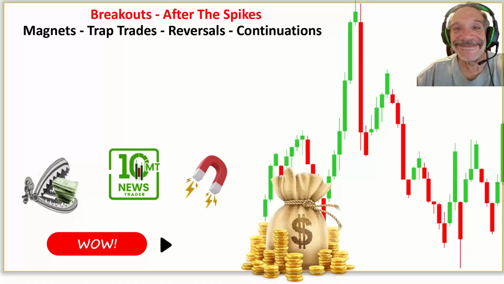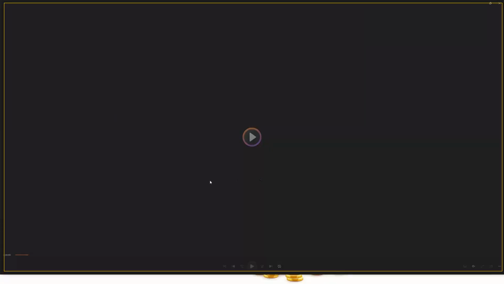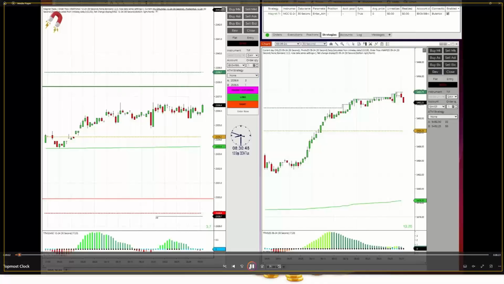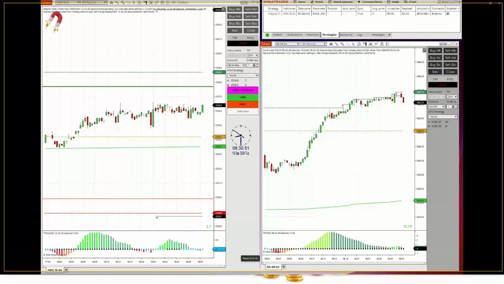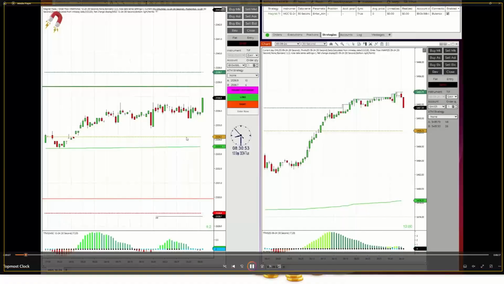But I'll show one other type of trade that we have called the magnet trade. Our magnet trade is a trade where magnets are levels on the charts that traders put their orders around. For instance, the high of the day, the low of the day down here, and we trade for the exit at the magnet. And we trade magnets all week long in many of our trade rooms, along with our spike trades and our breakout trades.